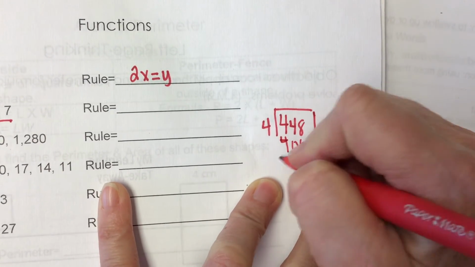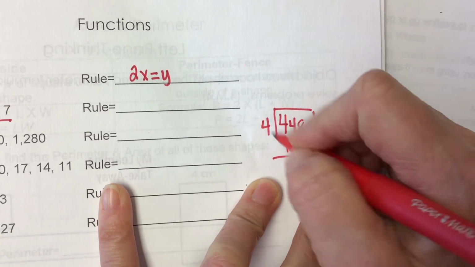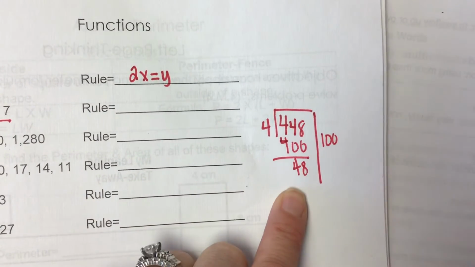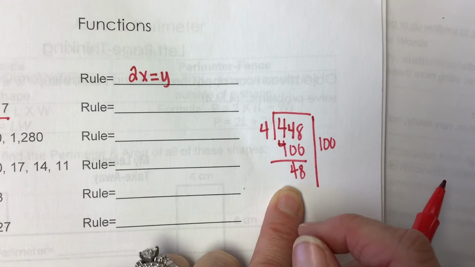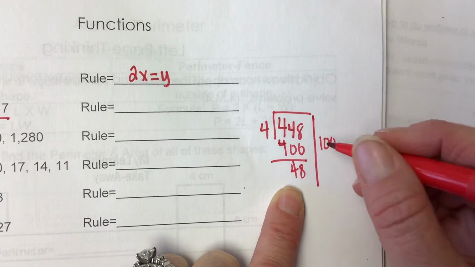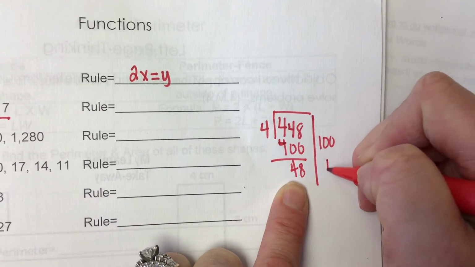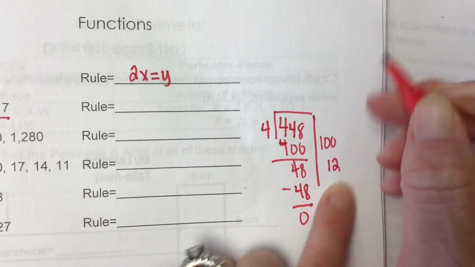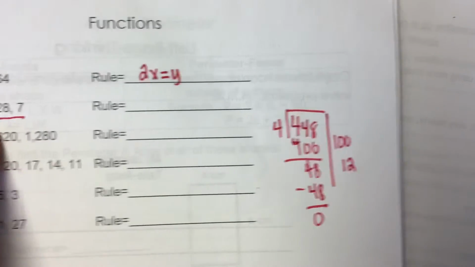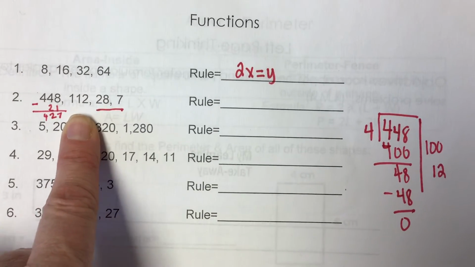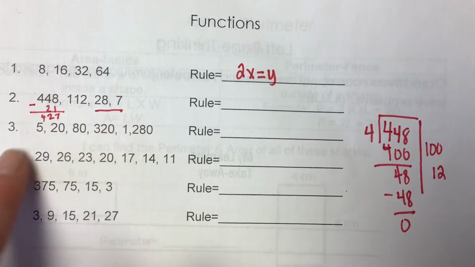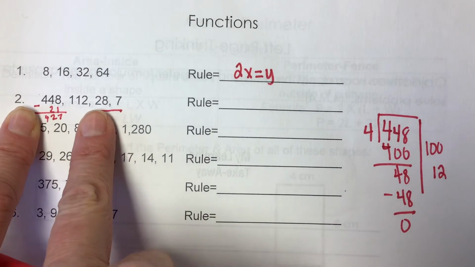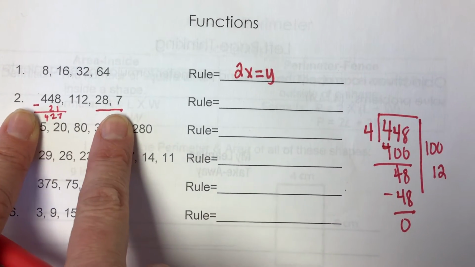Go ahead and take out your 400. 48 divided by 4 is what? We can do 40 divided by 4. McKenna? 48 divided by 4 is 12. Go ahead and subtract that out. So it's 112. So far our rule is working out to be true. And 448 divided by 4 is 128. And 28 divided by 4 is 7.